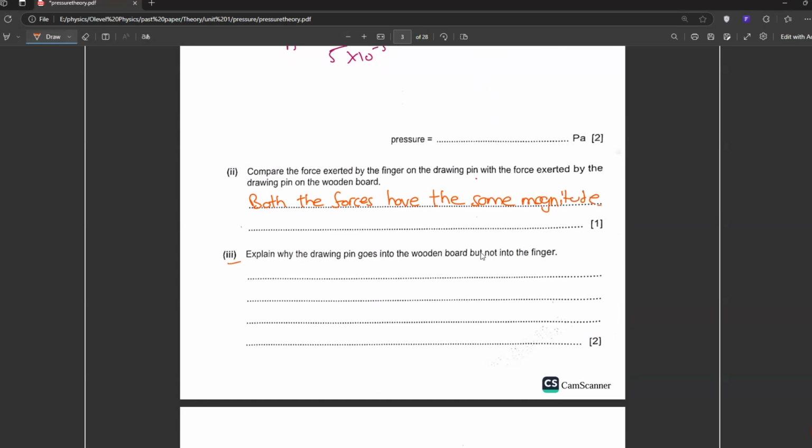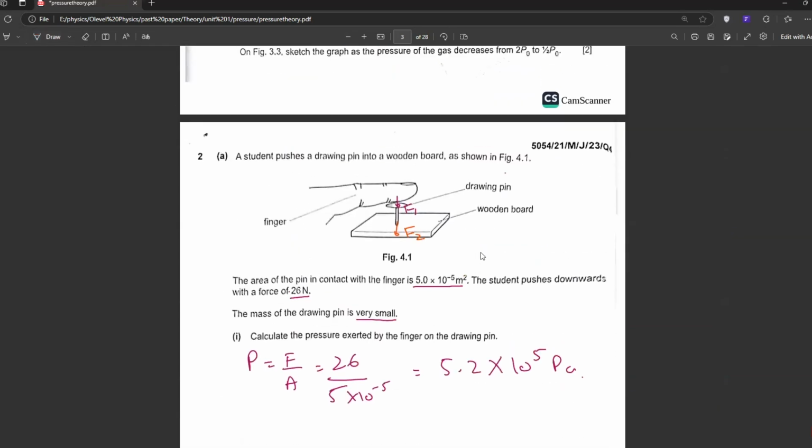Explain why the drawing pin goes into the wooden board but not into the finger. Okay. So basically, if both the forces are the same, why is the pin going into the wooden board but not into the finger? Can you observe that when the drawing pin is in contact with the finger, it has a larger area, and when it is in contact with the wooden board, it has a smaller area.